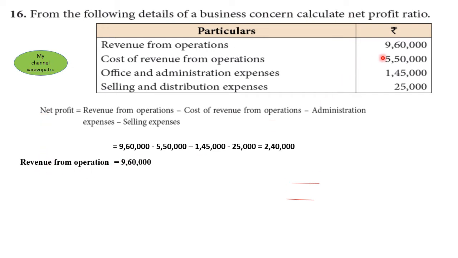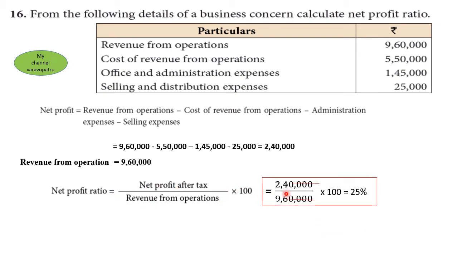Revenue from operation is 9,60,000. Net profit ratio is equal to net profit divided by revenue from operation into 100. That is net profit we found here, 2,40,000 divided by 9,60,000 into 100 is equal to 25%.